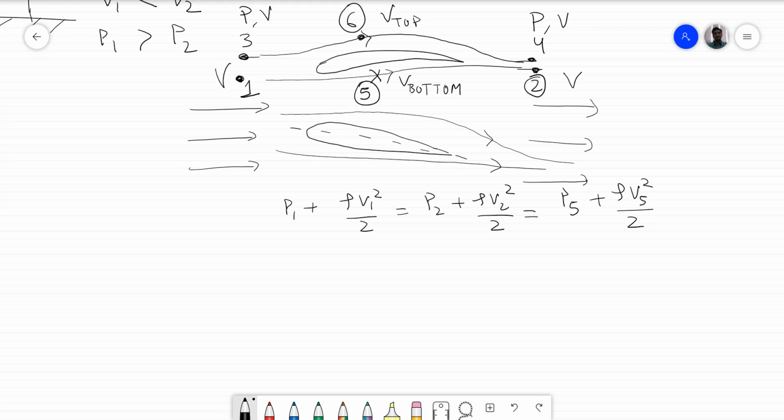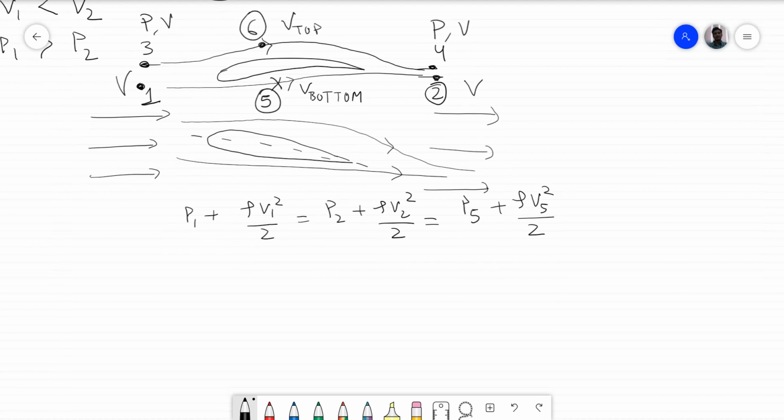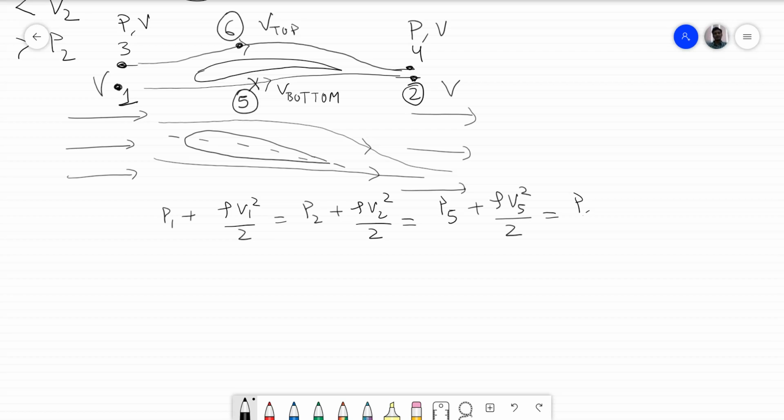And we know that for point 1 and 3 pressure and velocities are same, therefore we can write this equation for point 1 and 3 also, which tells us that we can write it for point 6 also in the same line, P6 plus rho V6 square by 2. Okay, so although we have considered different streamlines, we can do this because the constant on the right hand side is same for both the streamlines here. We have deduced this from the flow configuration, from the kind of flow that we are seeing here.